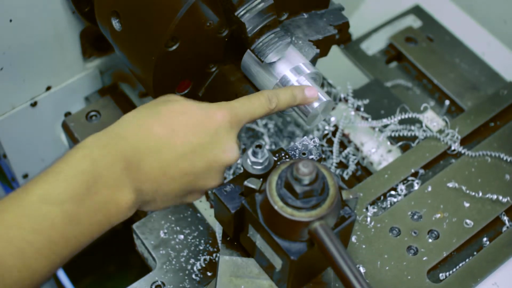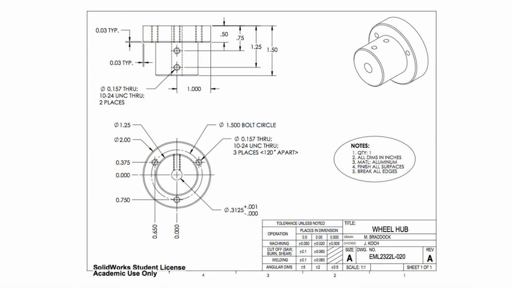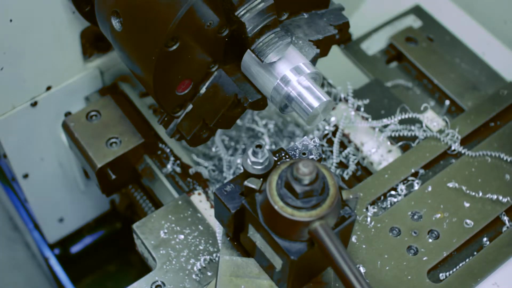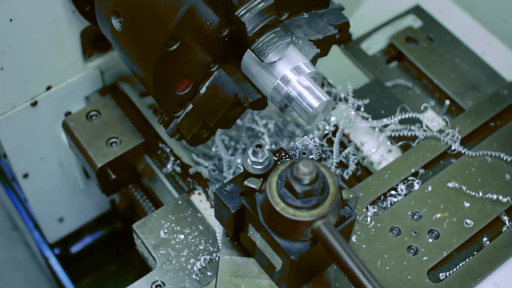We finally developed the shoulder feature of our part. If you look at the part drawing, there is a feature that shows a 30 thou chamfer on the sides of the part. To do this, what we're going to do is take our turning tool, rotate it roughly 45 degrees, and create that chamfer.